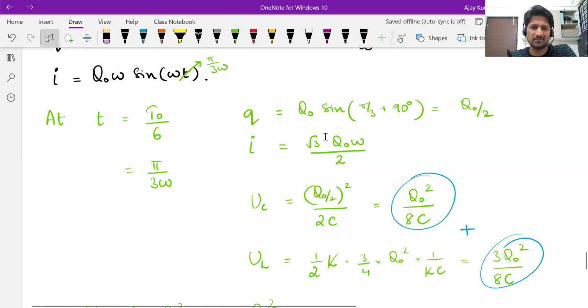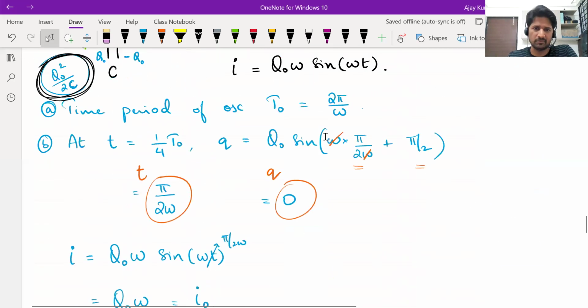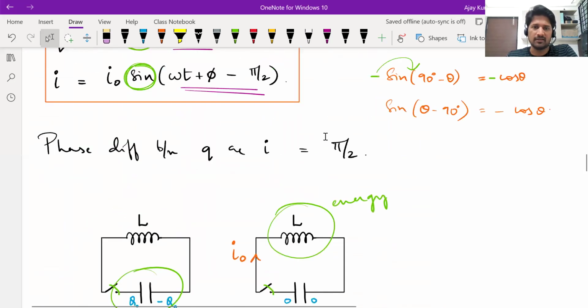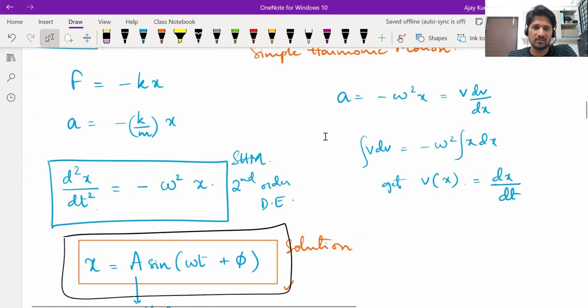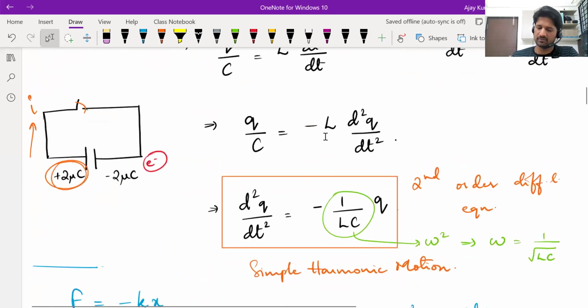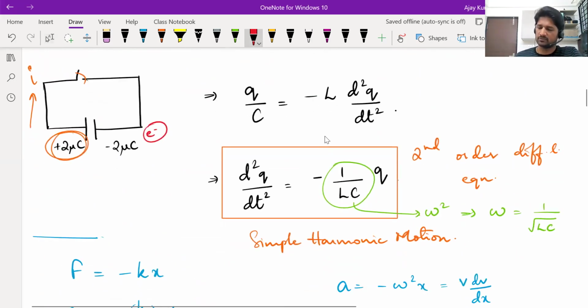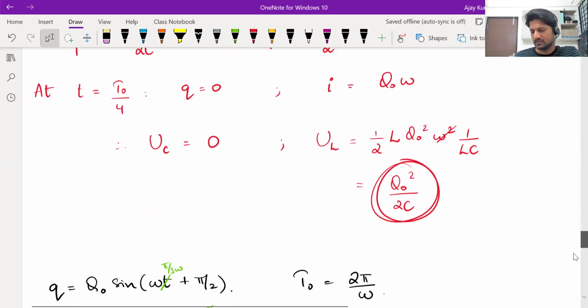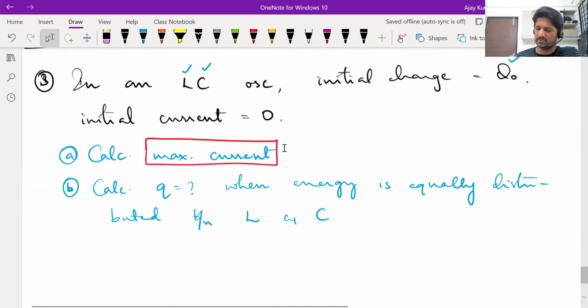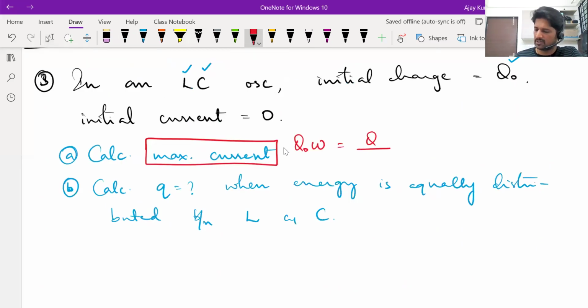Go through the derivation once. Since you derived it today itself, you may not remember. But omega in the original derivation is 1 by root LC. The proportionality constant between the second derivative of charge and the charge itself is what we call omega square. 1 by LC is omega square, so omega is 1 by root LC. Don't forget this. If L and C are known, omega is known. And if omega and the peak charge are known, peak current becomes Q naught into omega, that is Q naught by under root LC. You can answer it like this.